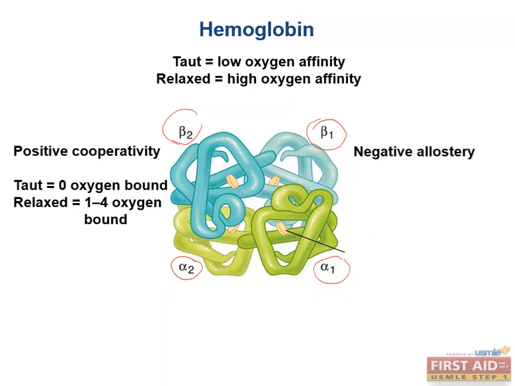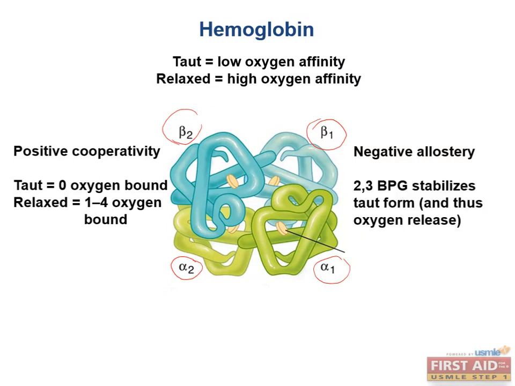Negative allostery occurs when something like 2,3-BPG binds to hemoglobin, stabilizes the T or taut form, and reduces its overall affinity for oxygen. Do you recall when humans physiologically produce 2,3-BPG? At high altitudes. Why does this make sense? Because in conditions of low oxygen tension, like at altitude, the hemoglobin must release oxygen more readily in the tissues.